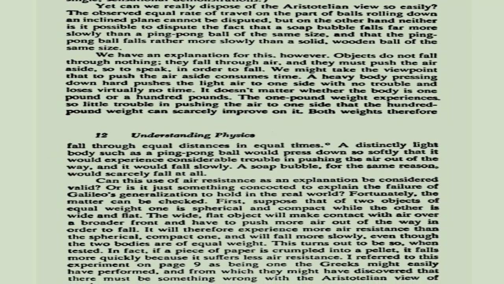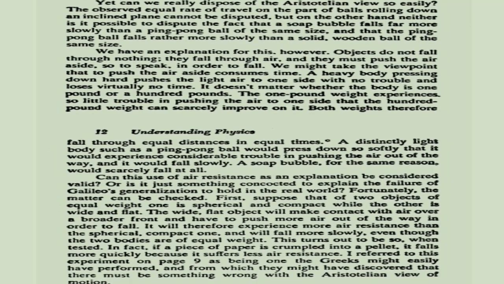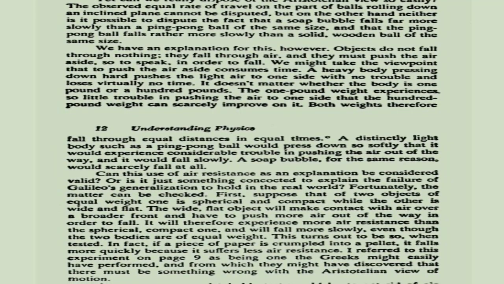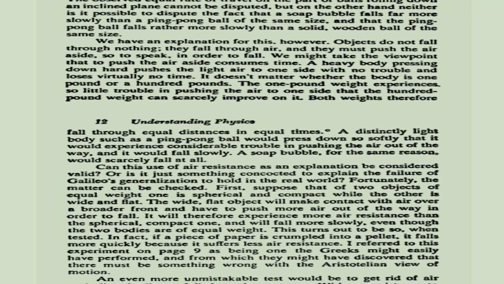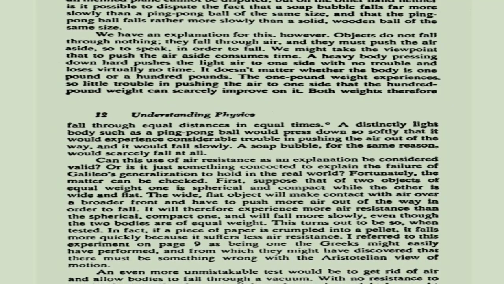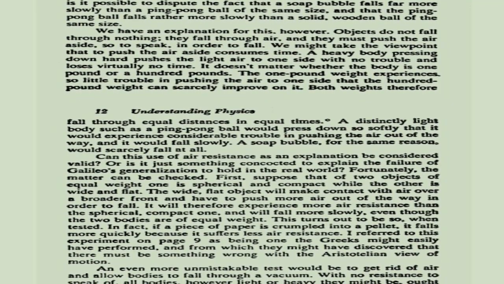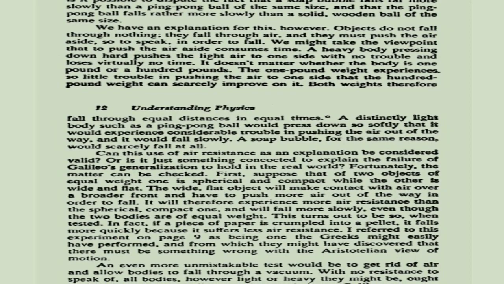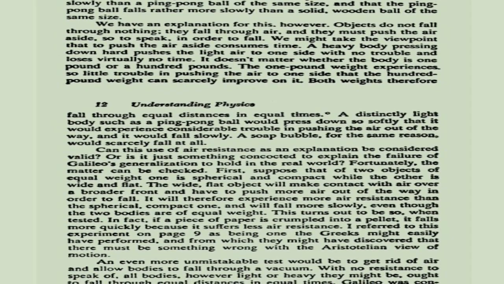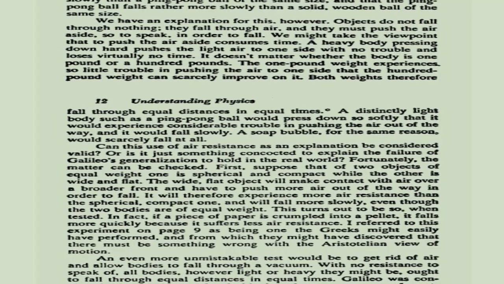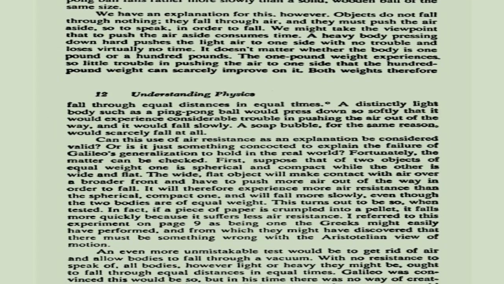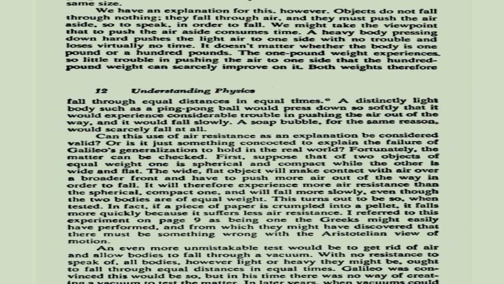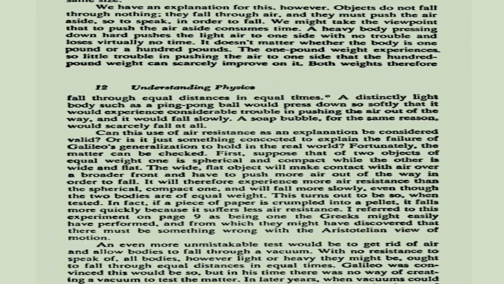Fortunately, the matter can be checked. First, suppose that of two objects of equal weight, one is spherical and compact, while the other is wide and flat. The wide, flat object will make contact with air over a broader front and have to push more air out of the way in order to fall. It will therefore experience more air resistance than the spherical compact one, and will fall more slowly, even though the two bodies are of equal weight.